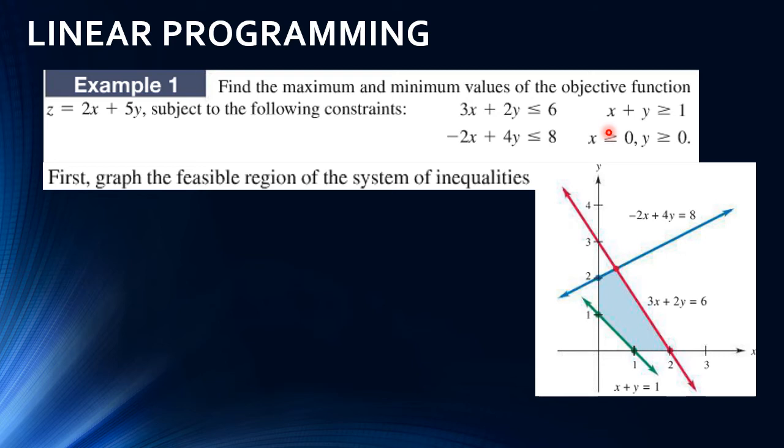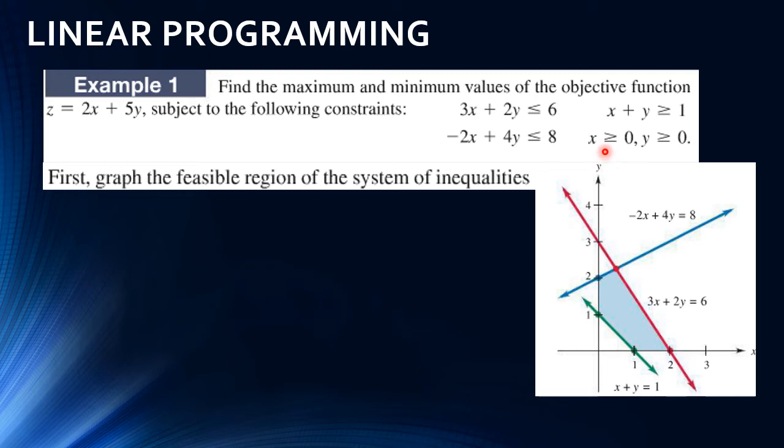So what I would do is I would graph each of these. Remember how we did this, not the objective function, we hold that till the end, but I would graph each of these lines, 3x plus 2y equals 6. That's right here. And then I would graph negative 2x plus 4y equals 8. That's this blue line here. Then I would graph x plus y equals 1. And that's this green line here.